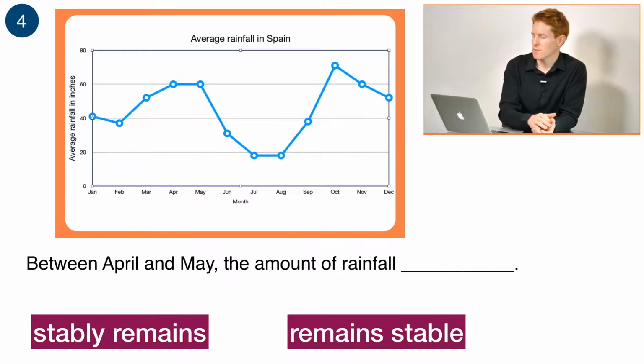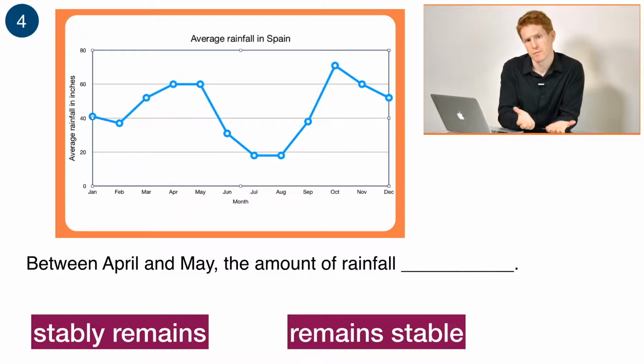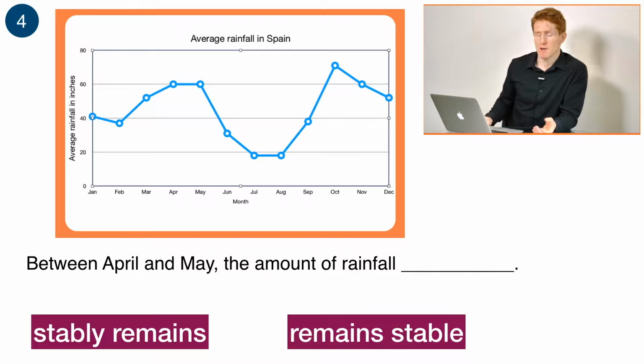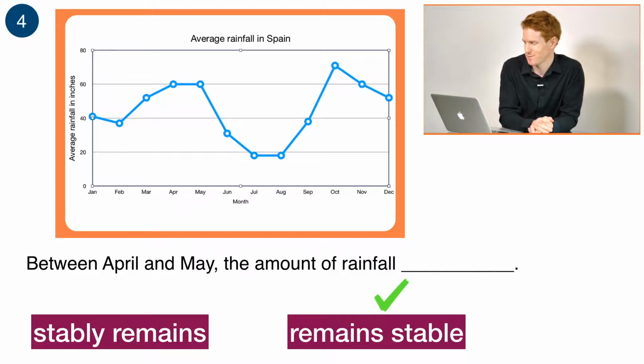Number 4. Between April and May, the amount of rainfall stably remains or remains stable. If you say stably remains, then you are wrong. The answer is remains stable.